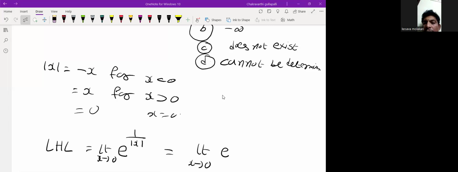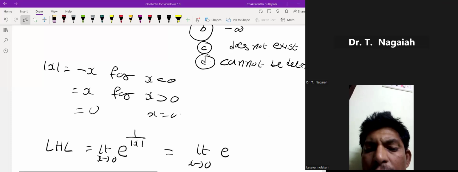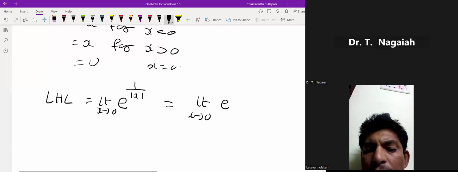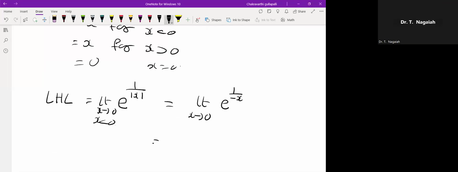So for the left hand limit, x is negative, that is less than 0. I have to apply LHL, which means x less than 0. When x is less than 0, mod x means minus x. So e to the power of, replace x by 0, 1 by 0 is infinity. E power minus infinity is 0. Just now I told you.